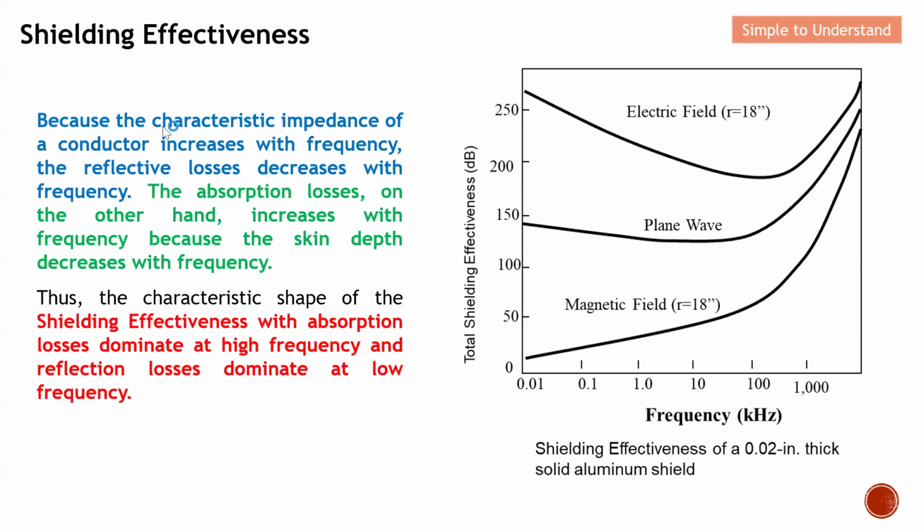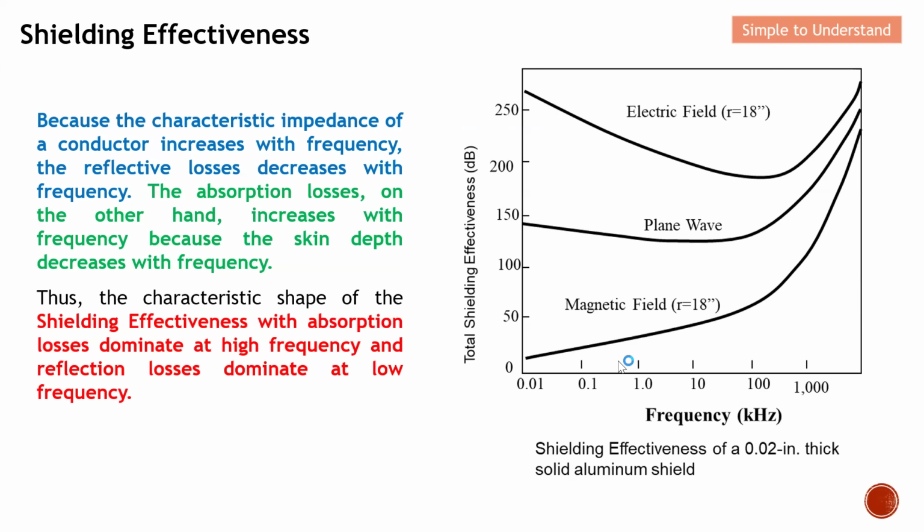When the frequency gets higher and higher, the reflection loss will decrease together with the frequency. As for the absorption loss, it works the other way. When the frequency increases, the absorption loss increases. This is because the skin depth decreases with frequency. All this I have explained earlier in my playlist, so again, please see the playlist in order to understand all this better.